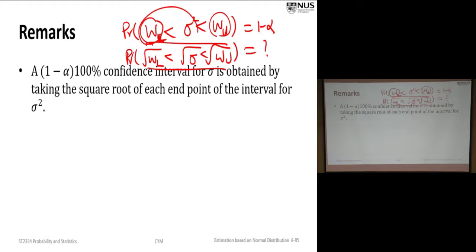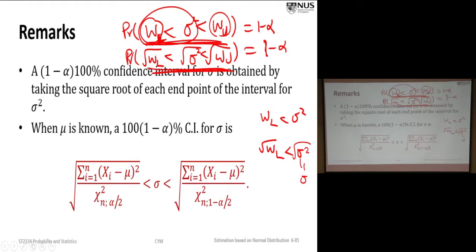In other words, if this inequality is true and you take the square root, is this true? Of course, provided that all these are positive. So take the square root of sigma square, which is sigma. These two are equivalent events, so the probability is 1 minus alpha. So the confidence interval for sigma is just the square root of the interval for sigma square.